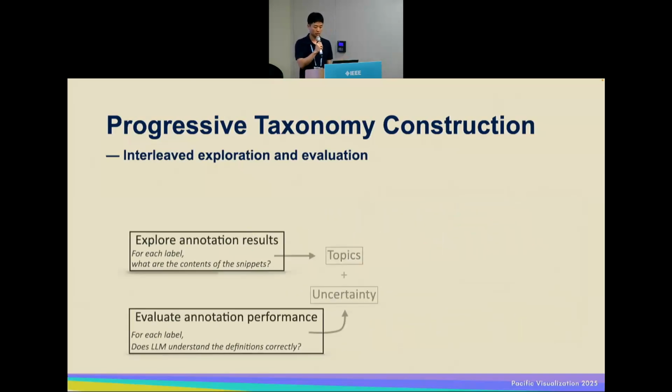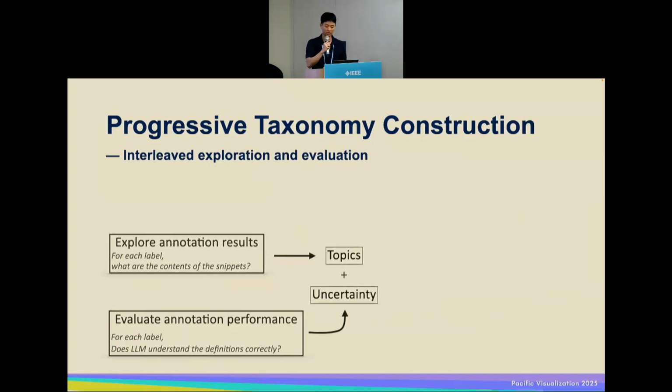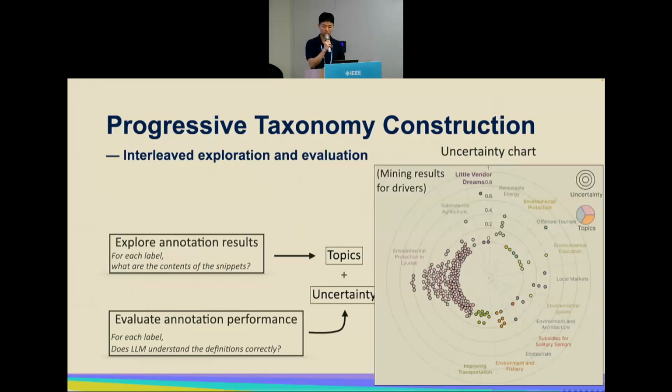So after some study, we find that topics are really good visualization targets for exploration of the annotation results. And we use uncertainty of the model responses to evaluate the performance of the annotation of the large language models. And combining them, we designed this uncertainty chart, which I think is the most interesting part of our paper, and I'll spend more time talking about this.